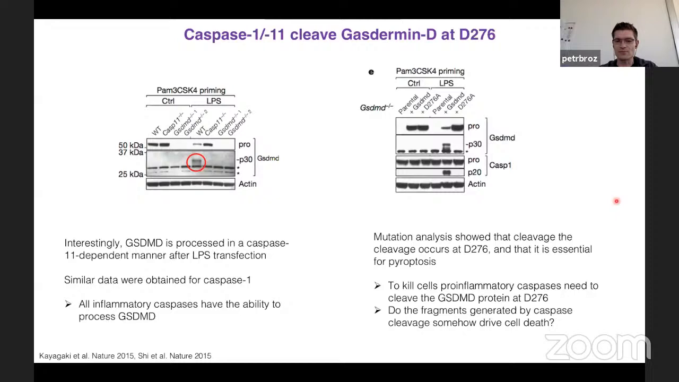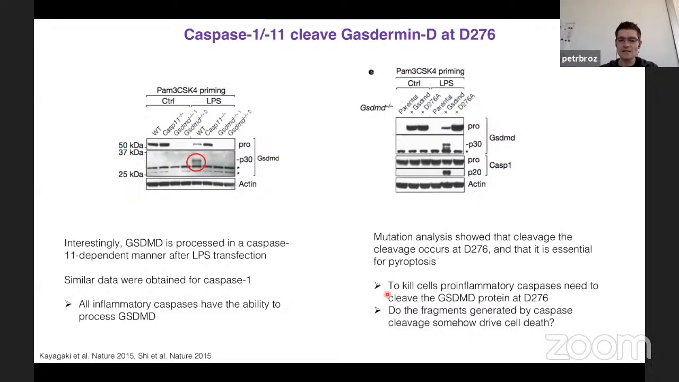And they also identified the cleavage site. So they did some mutational analysis. Here they complement knockout macrophages with wild type gasdermin D. So the wild type form gets processed, p30 appears here. And if they mutate the aspartate 276 to an alanine, there is no cleavage of gasdermin D anymore. So it seems that there is an aspartate where the inflammatory caspases cleave and thereby activate the gasdermin D protein.